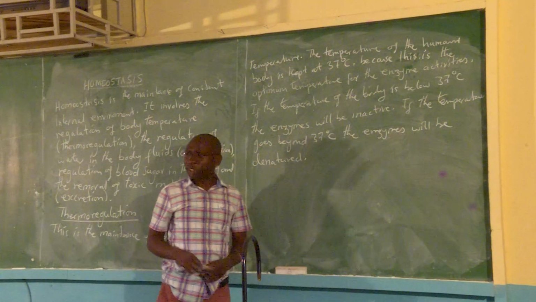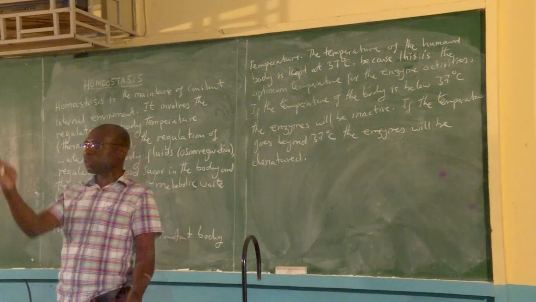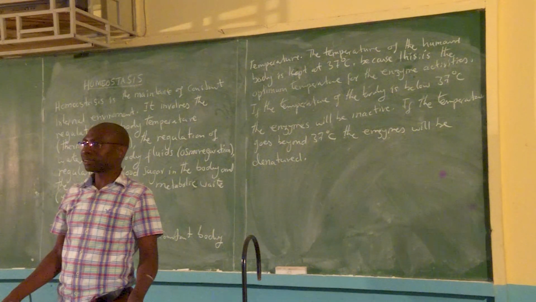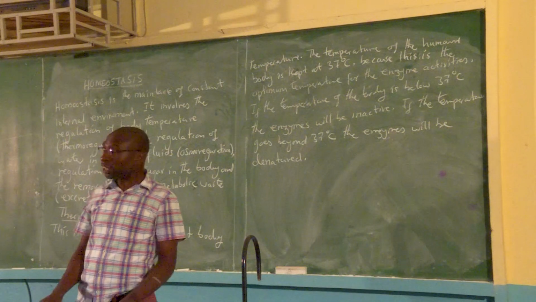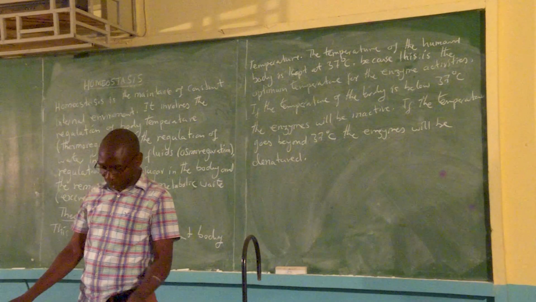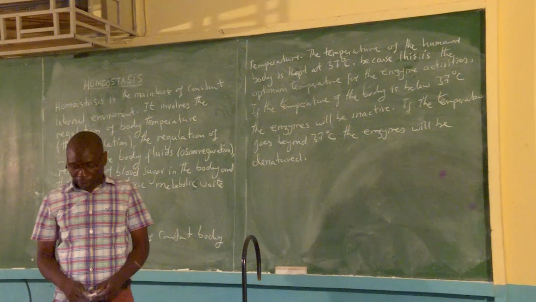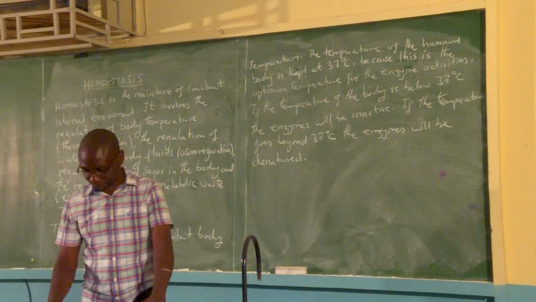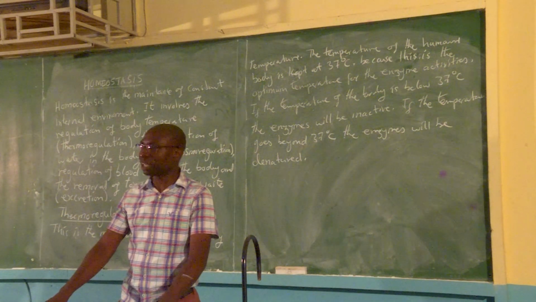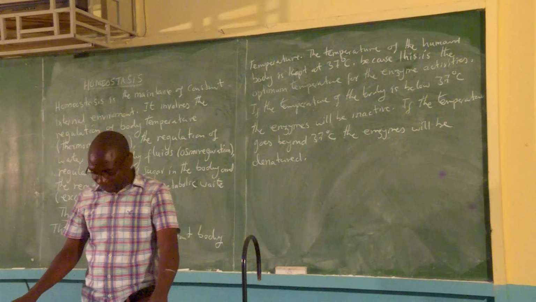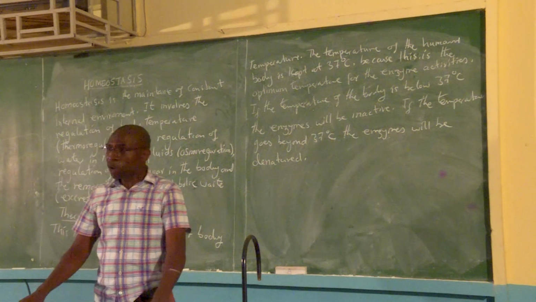Okay, when we talk about denatured, what's the meaning of denatured? It means that the shape of the enzyme is altered and the substrate can never fit into it. Correct. So if the enzymes are denatured, it means they cannot do their activity. Therefore, the body temperature of the human being needs to be maintained. That is 37 degrees Celsius.